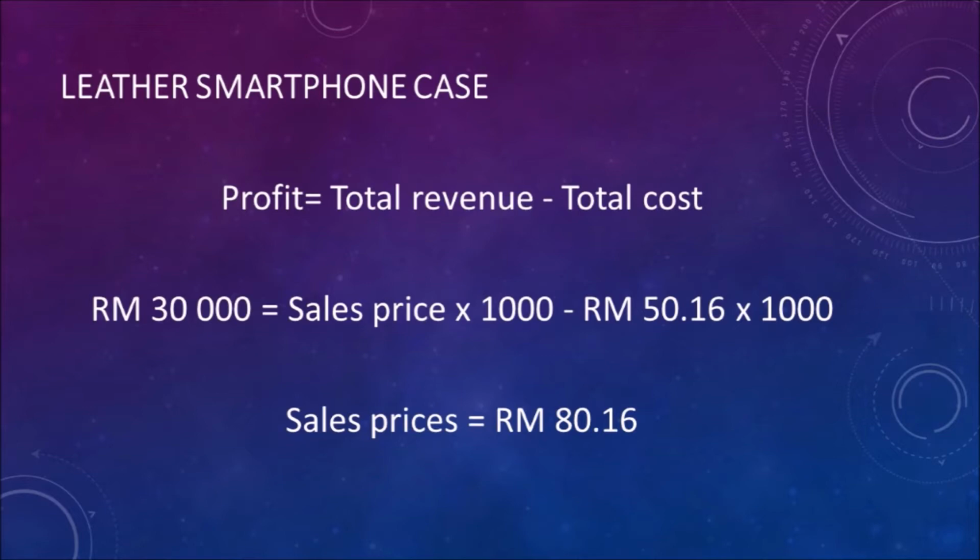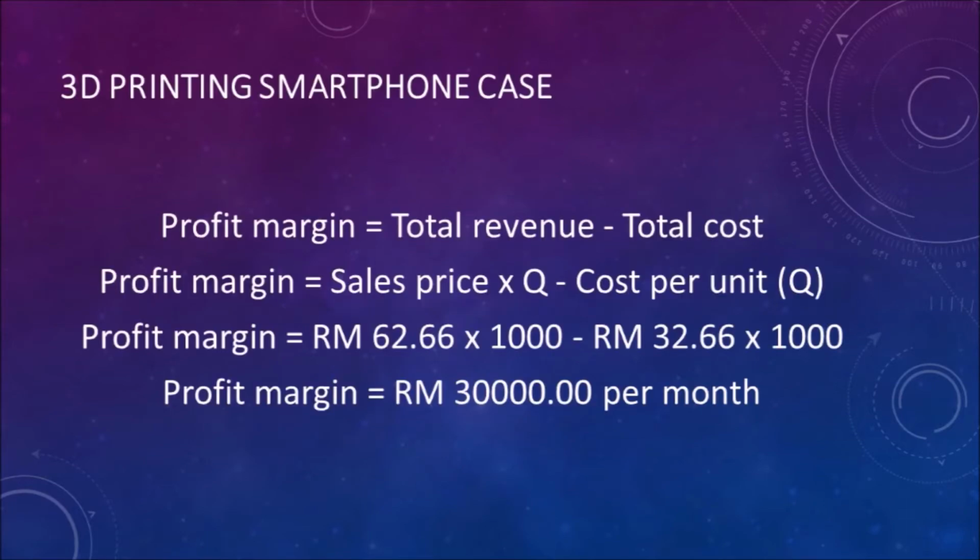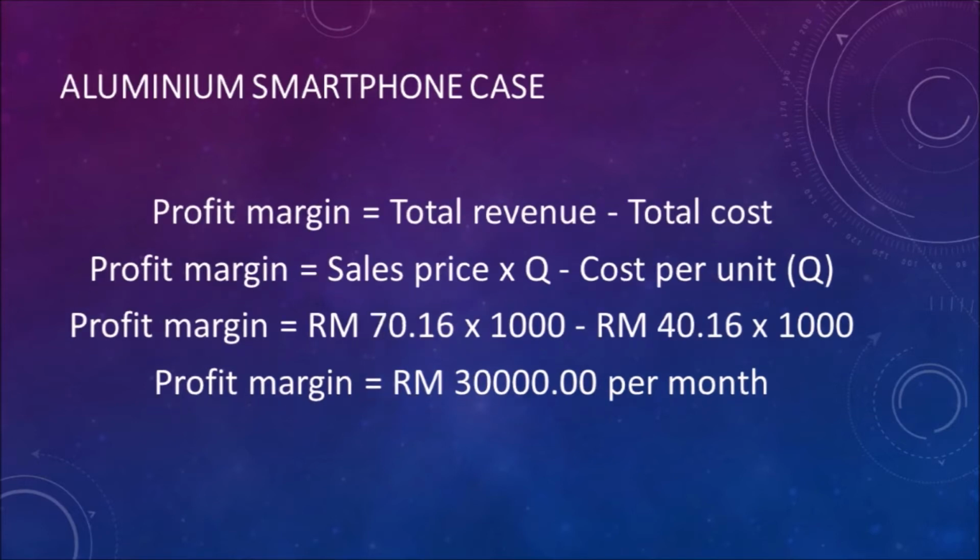So we get the sale price is RM80.16 Malaysia. Profit margin. For the 3D printing smartphone case, profit margin equals total revenue minus total cost. Profit margin equals RM62.66 times 1,000 minus RM32.66 times 1,000. So the profit margin we get is RM30,000 for a month.